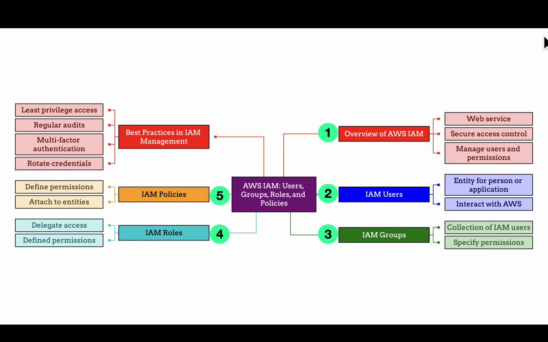5. IAM Policies. IAM policies define permissions and can be attached to users, groups, or roles. These policies control what actions are allowed or denied on different AWS resources. 6. Best practices in IAM management include least privilege access, regular audits of IAM settings, use of multi-factor authentication, and rotation of credentials.